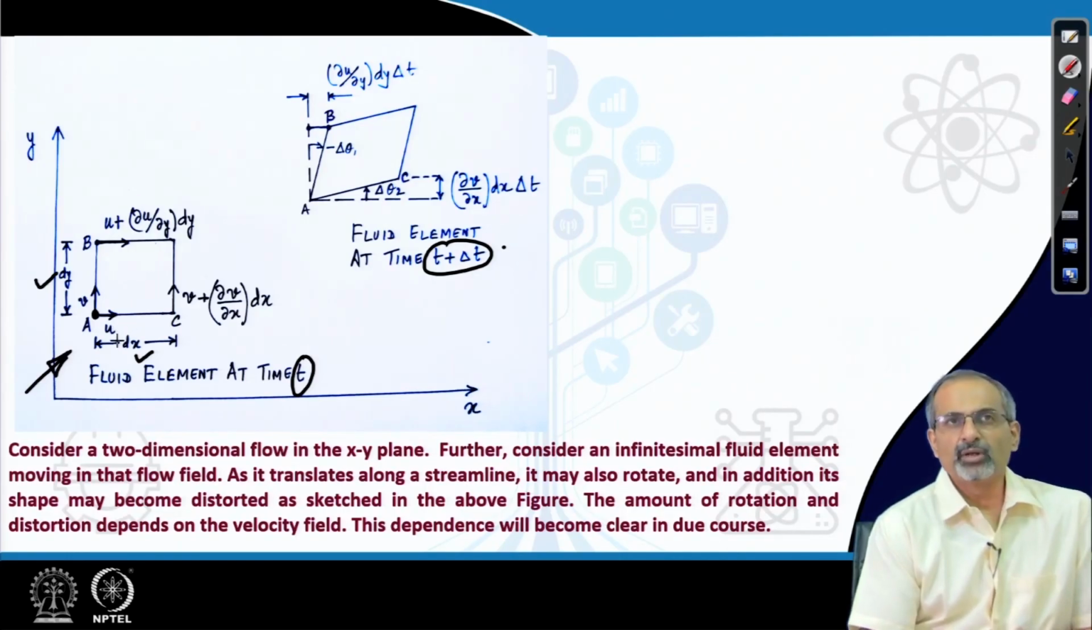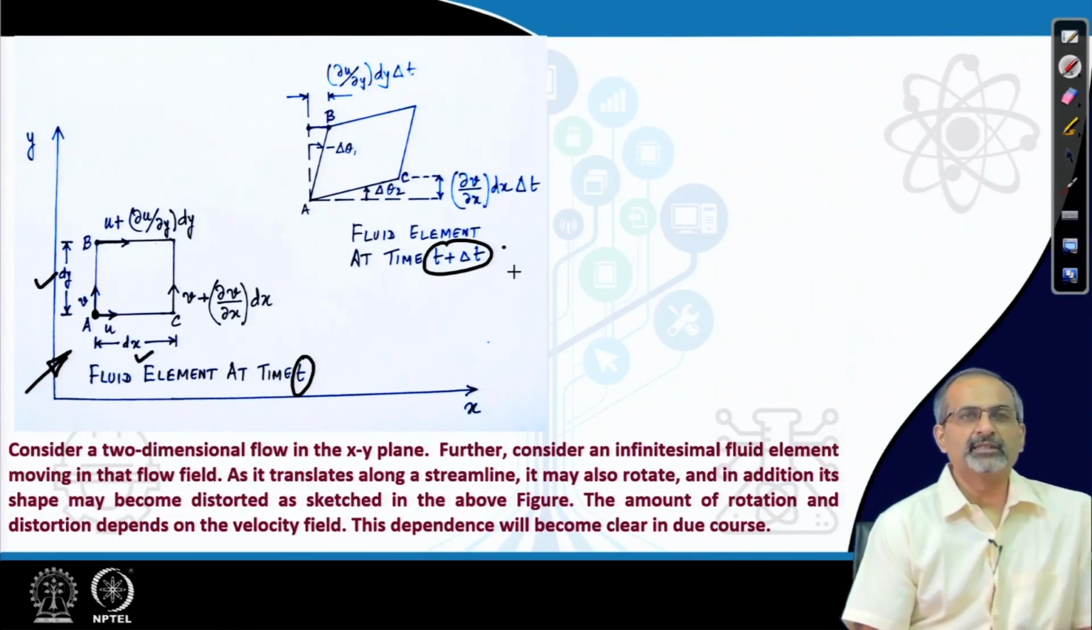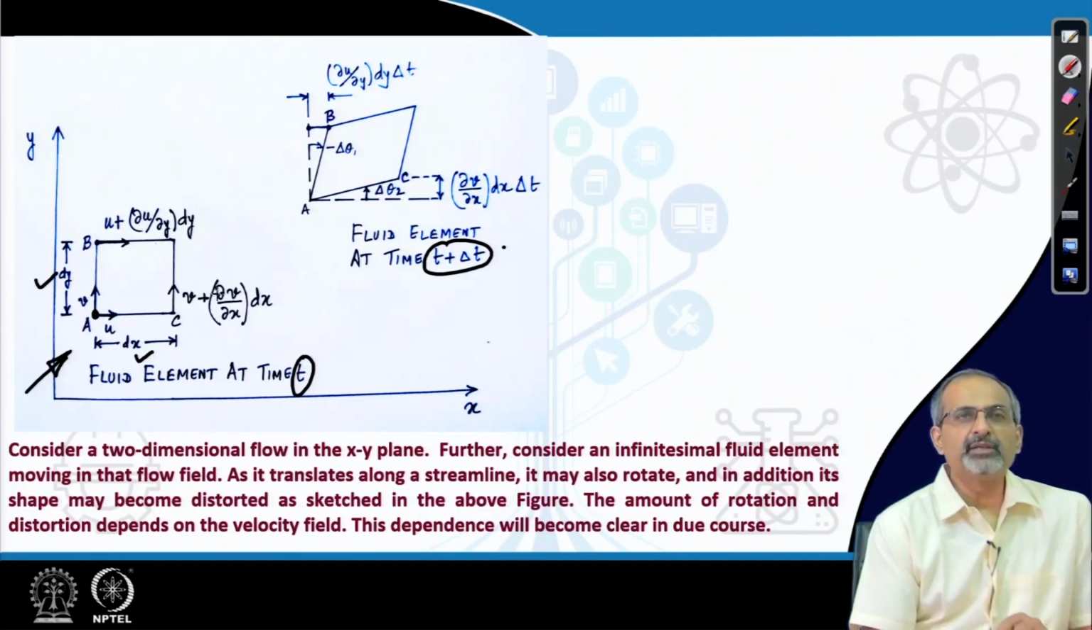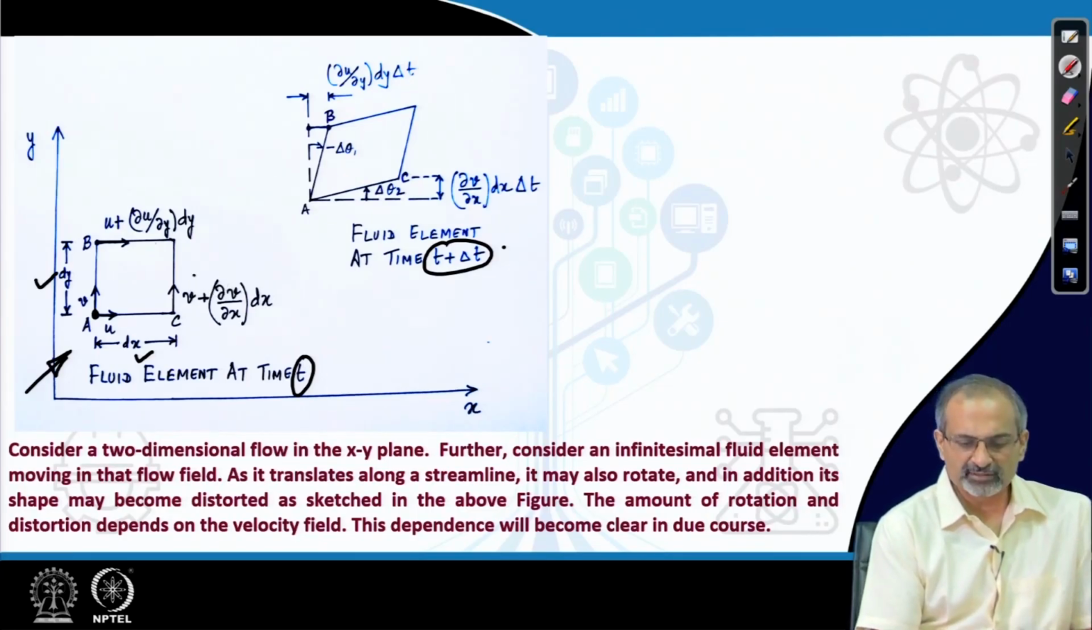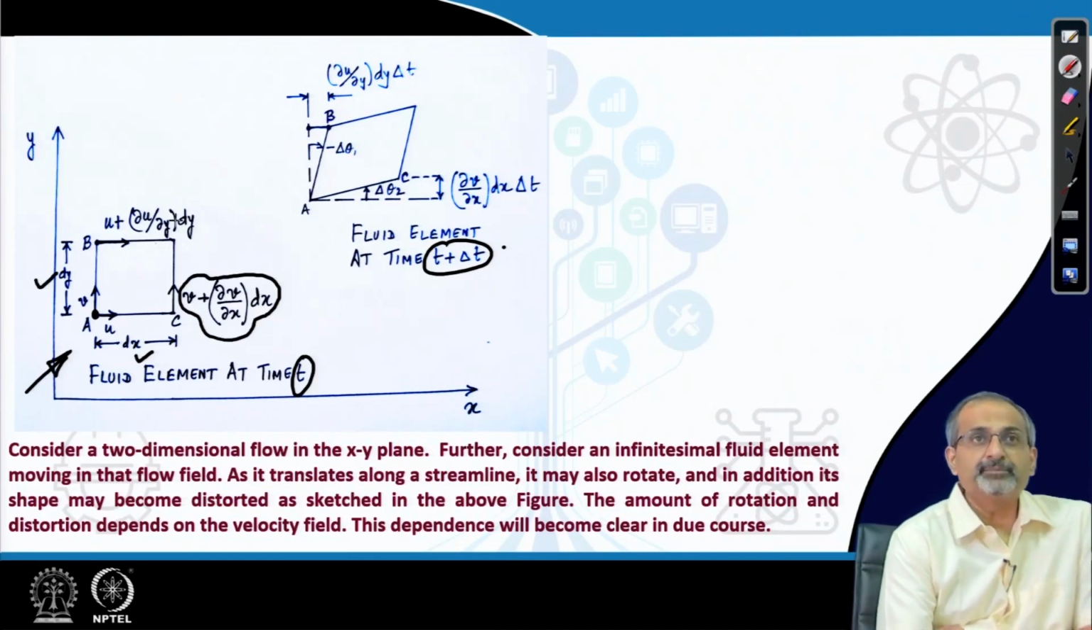Now, as you know, as you move from one point to the other in the flow field, the velocity is going to change. So, if you go dx distance away from that point A to the point C, by the time you reach there, both u and v would have changed. Now, we are concentrating more on v and its change, because we have some idea in mind for doing this. We will see later why.